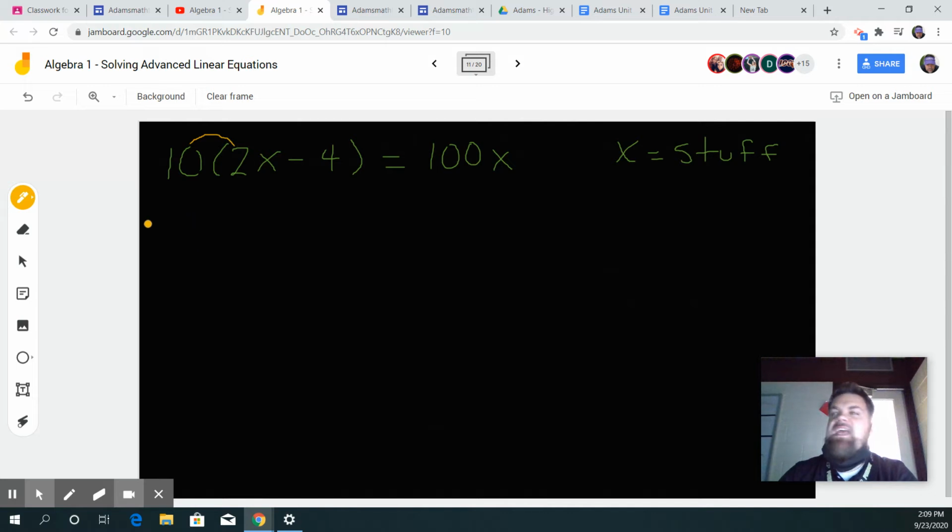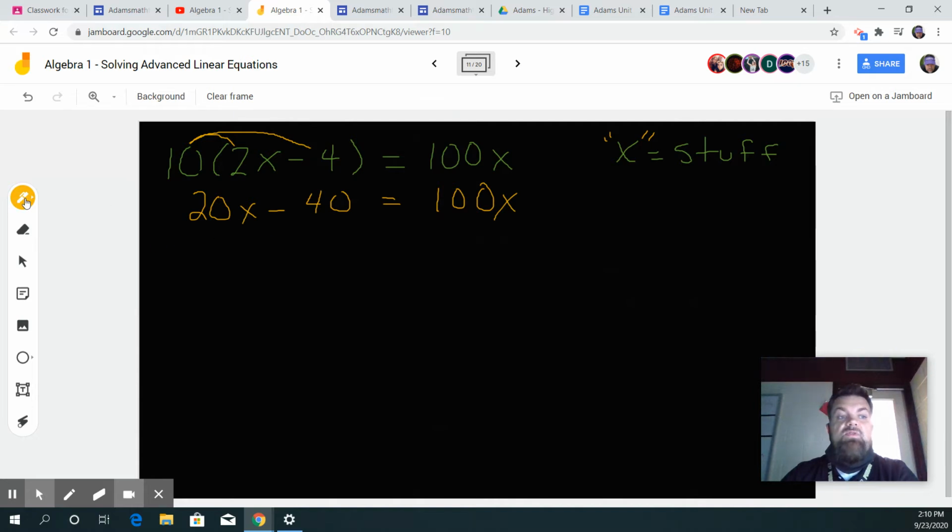What's 10 times 2x? 20x. Next, I'm going to multiply 10 by negative 4. So what's 10 times negative 4? Negative 40. Okay. And then over here, I've got 100x. Now, again, I want to point out that we need all the x's on one side. So I can move the 20x or I can move the 100x.